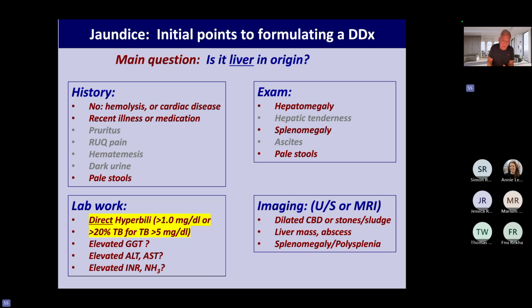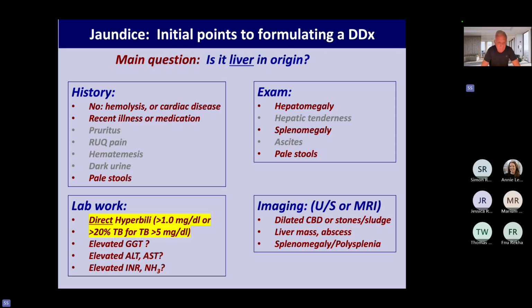So let's look at the history. Is there a history of hemolysis or cardiac disease? Is there a history of a recent illness or medication? Does the patient have pale stools? In older patients, obviously, is there evidence of pruritus, right upper quadrant pain, dark urine, hematemesis, which would be late in the stage of portal hypertension? That's why I grade those areas out.